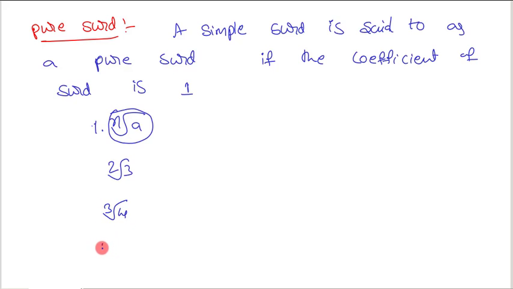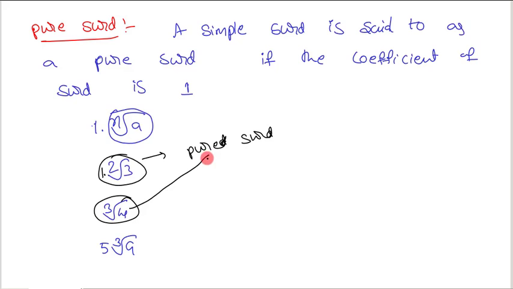and 5 into cubic root of 9. These are the three examples we have considered for simple surds. If you observe the example square root of 3, what is the coefficient? There is no other number multiplying it, so we take it as 1. So the coefficient is 1, so it is said to be a pure surd. And this is also an example of a pure surd.